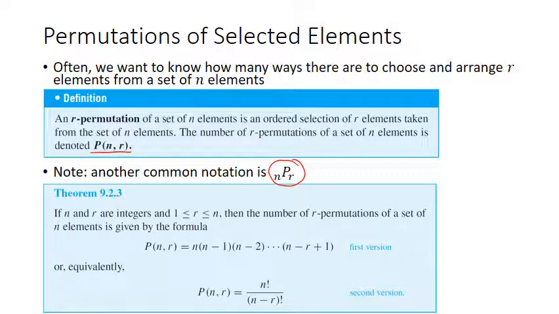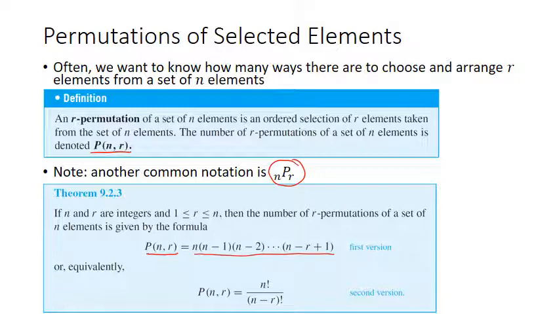Okay, so we have a theorem here that tells us how to calculate this P of N, R. If N and R are integers, and 1 is less than or equal to R, and R is less than or equal to N, then the number of R permutations of a set of N elements is given by this formula right here. So P of N, R is written like this. It's very similar to the factorial, but it does not go all the way down to 3, 2, 1.